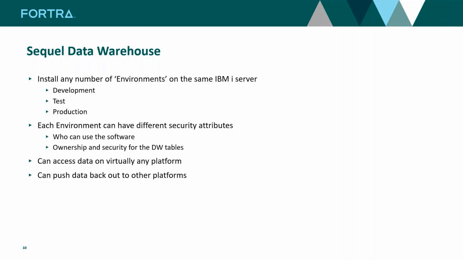We can access data on virtually any platform, and we'll explore that in more detail in the next section where we talk about the data integration piece. And finally, we can also push data out from the data warehouse to those same remote platforms from which we can source data. And that gives us a bi-directional data integration capability that many of our customers take advantage of.